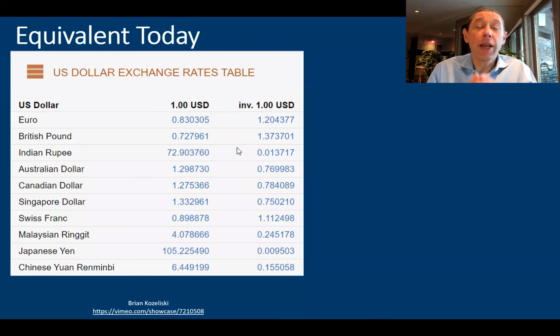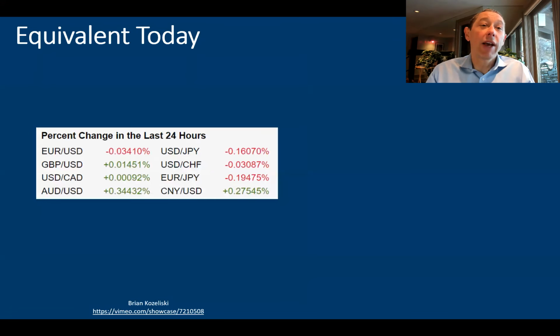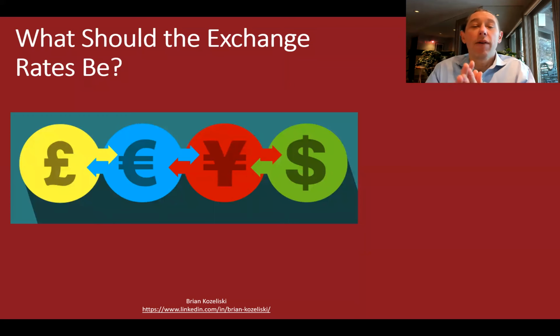Now, here is a table of current exchange rates for the US dollar and other currencies around the world. It's important to understand that this is not set in stone. This changes frequently. The foreign exchange markets are the most liquid markets on the planet. In fact, we can see over the last 24 hours that there has been some change in the exchange rate. So the question is, is there a mechanism for determining what those exchange rates should be? Can we find that mechanism?